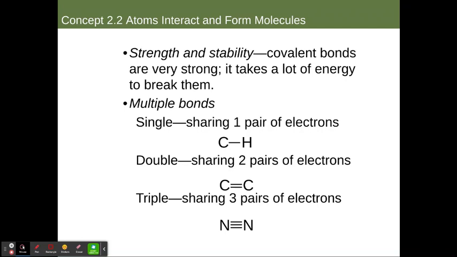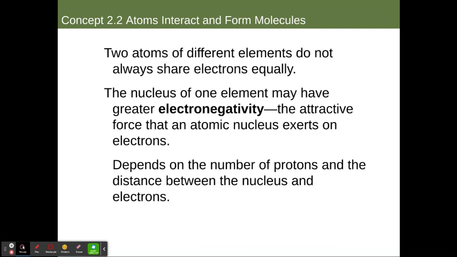Okay, so we do have multiple bonds as well. In a single covalent bond, we share 1 pair of electrons. In a double, we share 2 pairs. And in a triple, we share 3. So nitrogen gas down here at the bottom is inert nitrogen gas. This is what makes up 78% of the air that we breathe. It's just around in the atmosphere, that's the gas that's there.